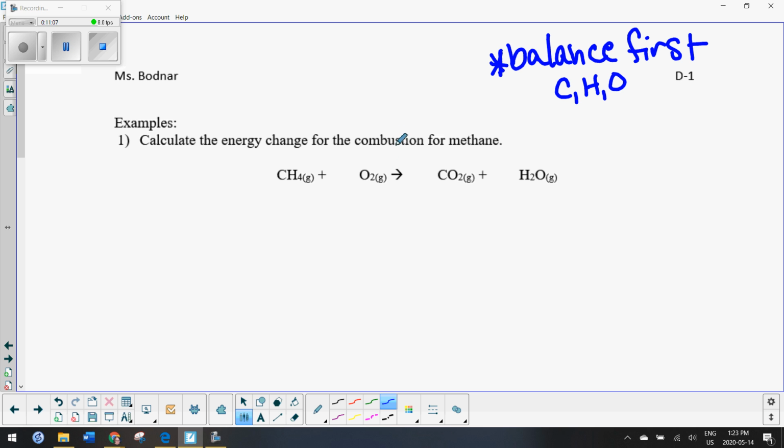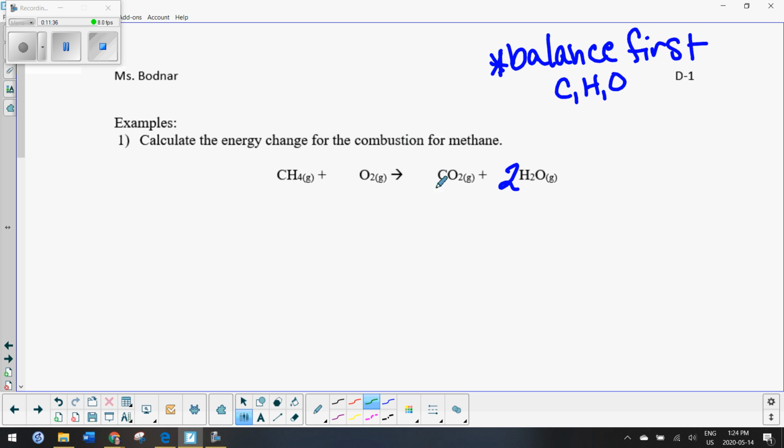Okay, so balancing, this arrow is your fence. You must make sure that the right side of the fence and the left side of the fence equal each other. So we have one carbon atom on this side, we have one carbon atom on this side. So that's good. We have 4 H's here, but only 2 on this side. So what do you multiply by 2 to get it to 4? 2 times 2 is 4.